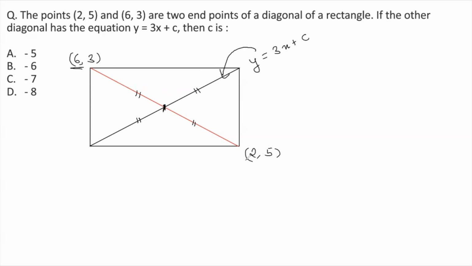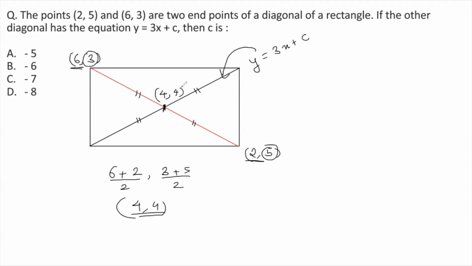(6 + 2) divided by 2. That is the x coordinate of your midpoint. And the y coordinate is (3 + 5) divided by 2. So that gives me 8 by 2, 4, and 8 by 2, 4 again. So (4, 4), these are the coordinates of the midpoint of the two diagonals.